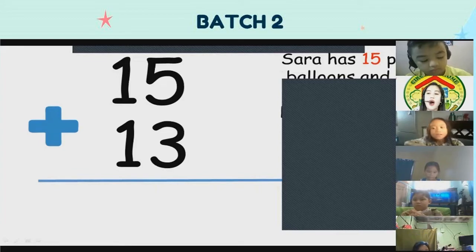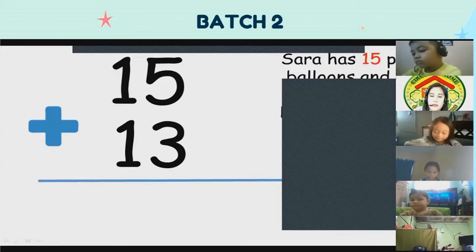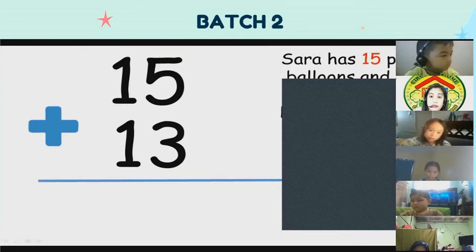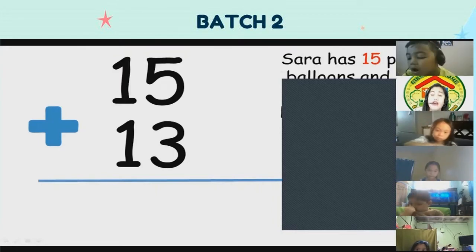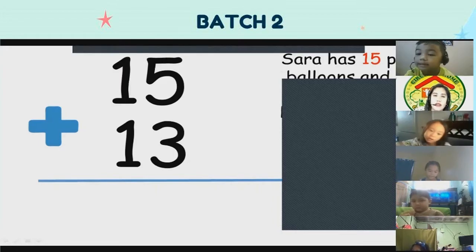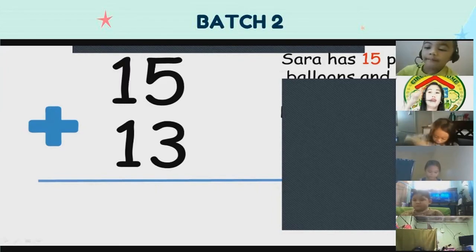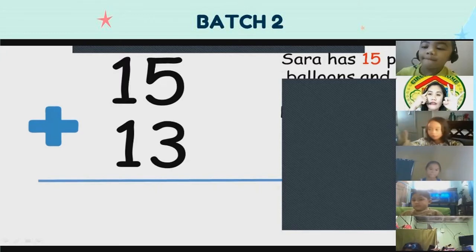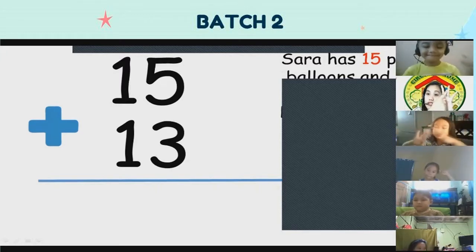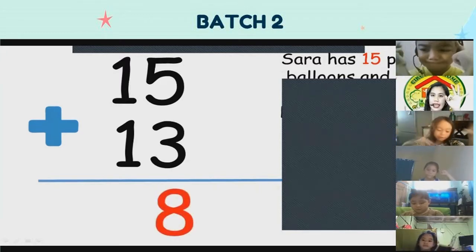Let's begin with the ones. What numbers are in the ones, please? 5 and 3. So you have there 5 and 3. So 5 in your mind, 3 in your fingers. 5, 6, 7, 8. So that is 8.